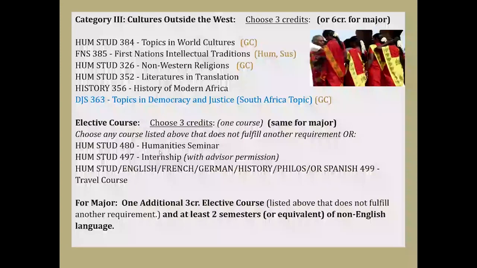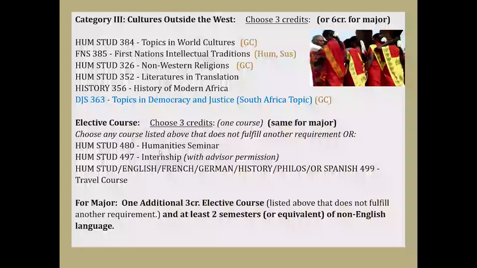And then you would take a sort of a capstone elective, either the Humanities seminar, which would be focused on an individual topic, different every time, or you would take an internship. You would work something out with your advisor that would be appropriate for a humanities internship, or, again, once the world returns to normal, you'd take a travel course as part of your capstone.